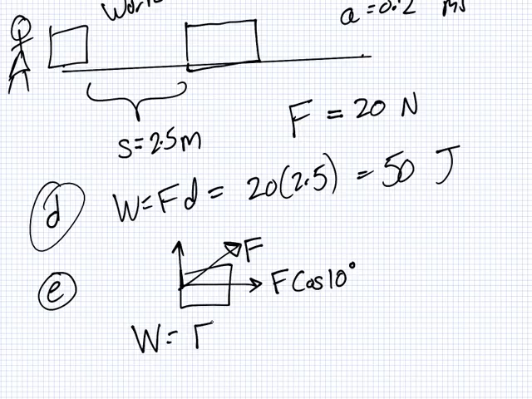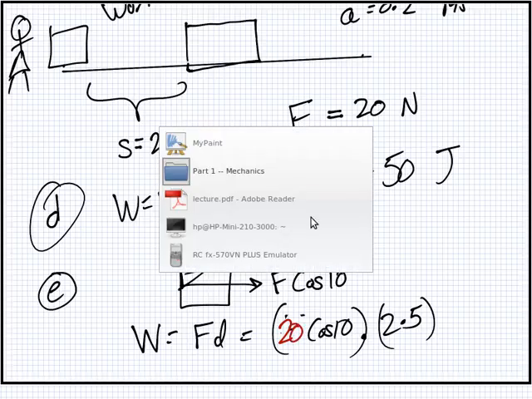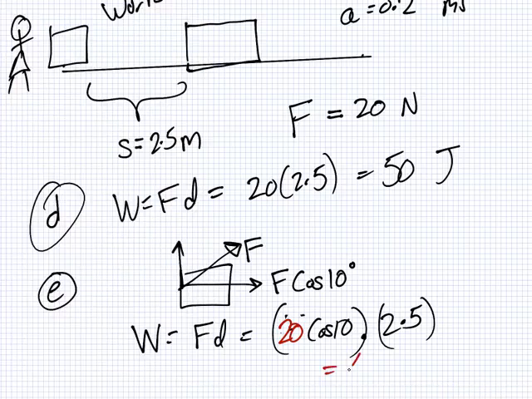Work is force times distance, which will be F cos 10 times 2.5. And actually I know the F, so I should write it in. So what do you get now, please? 50 times cos 10, I suppose. Uh, 49.2, thank you. Joules.